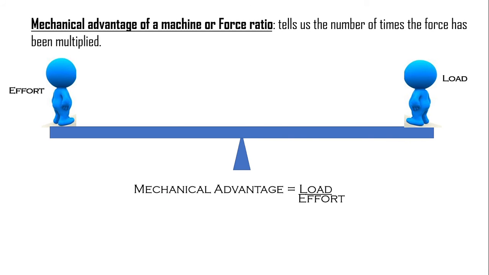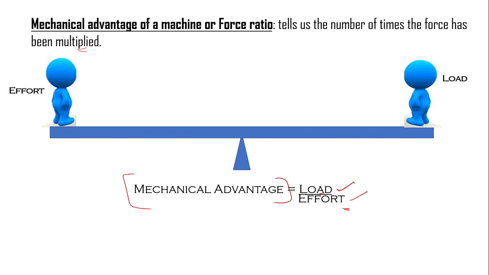Another term is mechanical advantage. Mechanical advantage is nothing but the ratio of these two forces. We know the load and the effort. Effort is the force that we apply, and load is the force that the machine applies once we apply force on it. When you take the ratio of it, that ratio is called mechanical advantage. Mechanical advantage tells us the number of times the force has been multiplied. Now, how many times? It depends upon the ratio you get.